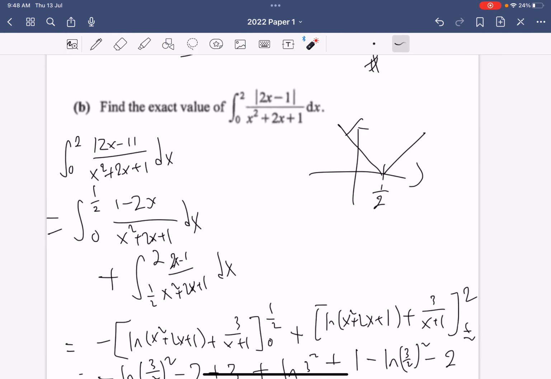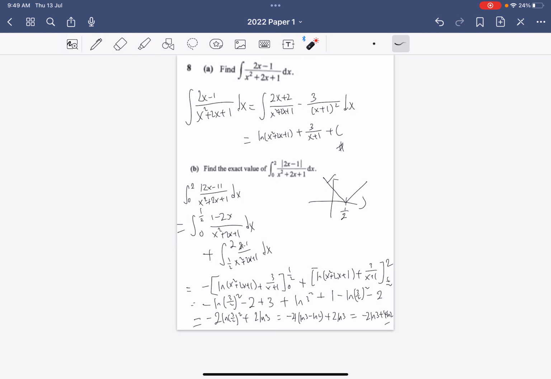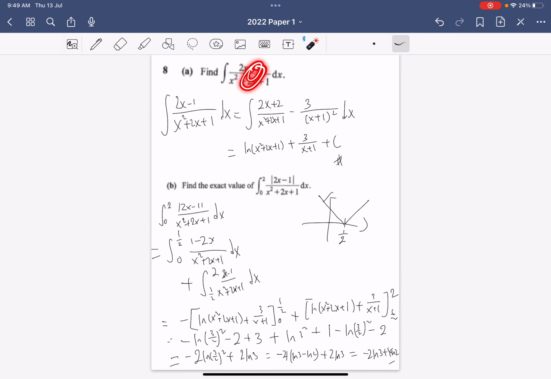In that case now, you know this is the minus of this, and so when you integrate it, you just do a minus sign, then you put the integrand in from 0 to half, and here's the integrand directly, half to 2, and you just sub in all the values, and show no careless mistake, and you should get minus 2 ln 3 plus 4 ln 2.